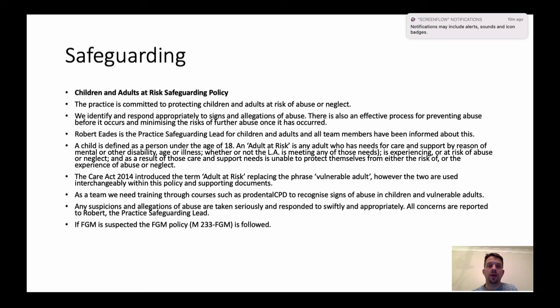Any suspicions and allegations of abuse are taken really seriously and will be dealt with very swiftly and appropriately. Any concerns, as I've already stated, need to be reported to myself, and we have a whole policy and procedure in place for how that's dealt with. If female genital mutilation is suspected, we do have a separate policy on FGM too.